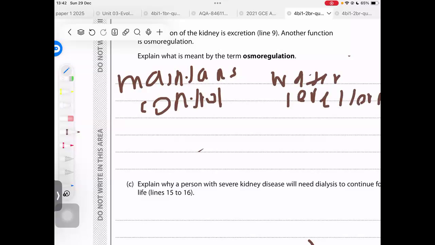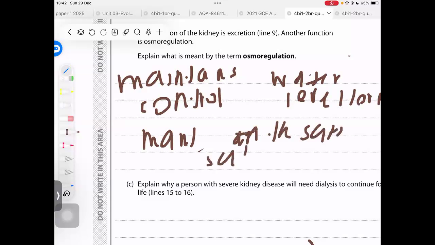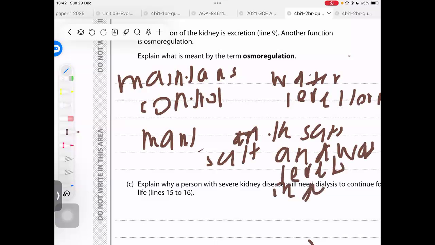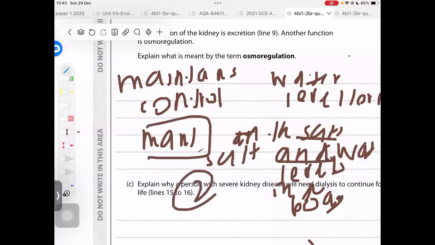Or else you can write it like this also: maintains the salt and water levels in the body fluids. It's a process which maintains the salt and water levels, or the salt concentrations, in the body fluids or in the cells. If you have written salt and water, and you have the word maintain or control, you get 2 marks for that answer.